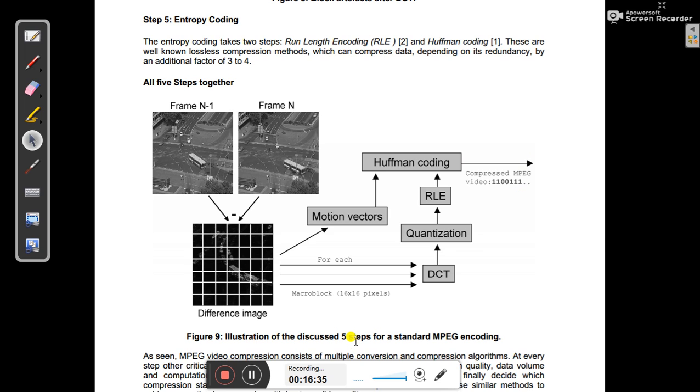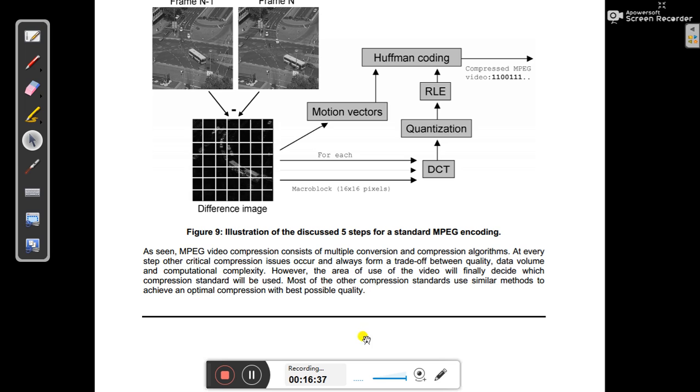So this is an illustration of the discussed 5 steps for a standard MPEG encoding. As seen, MPEG video compression consists of multiple conversion and compression algorithms. At every step, other critical compression issues occur, and there is always a trade-off between quality, data volume, and computational complexity. However, the area of use of the video will finally decide which compression standard will be used. Area of use means the field where you are going to use the video. That is the main point in deciding what type of compression method you are going to use. Most of the other compression standards use similar methods to achieve optimal compression with the best possible quality.